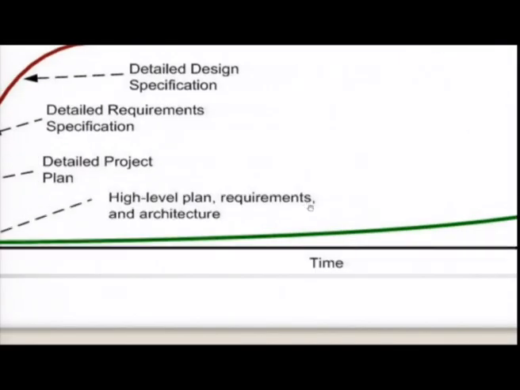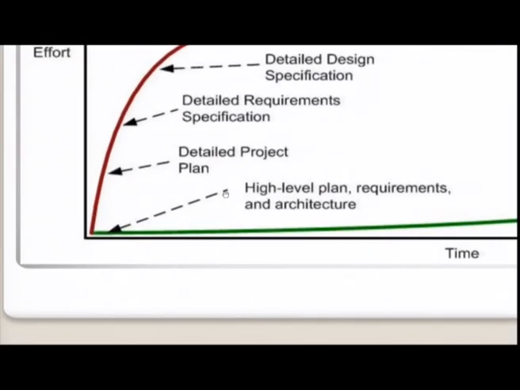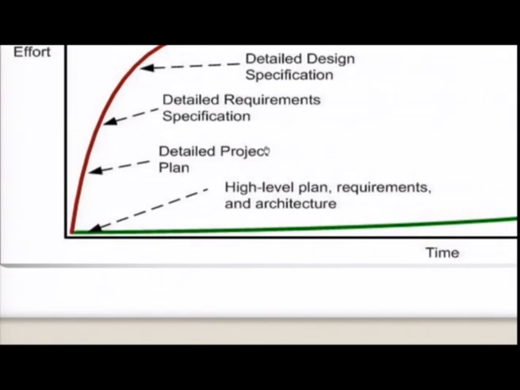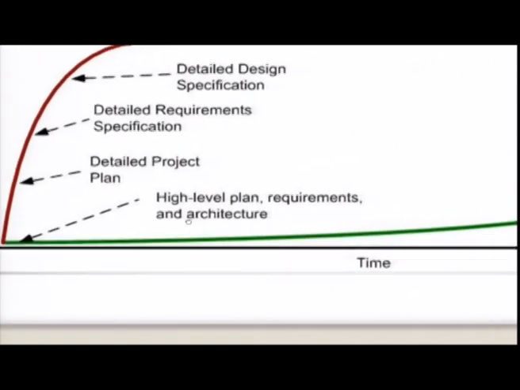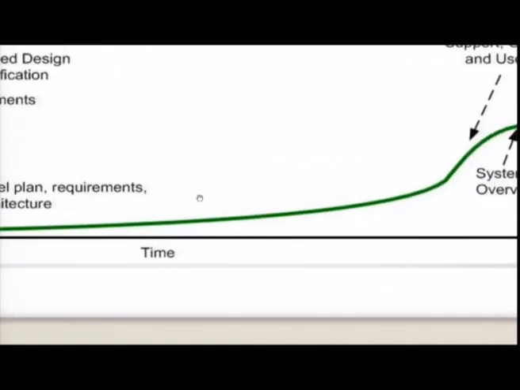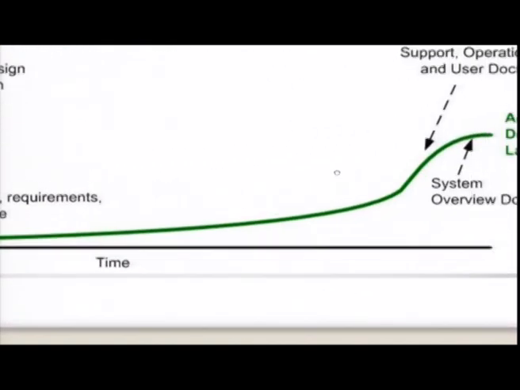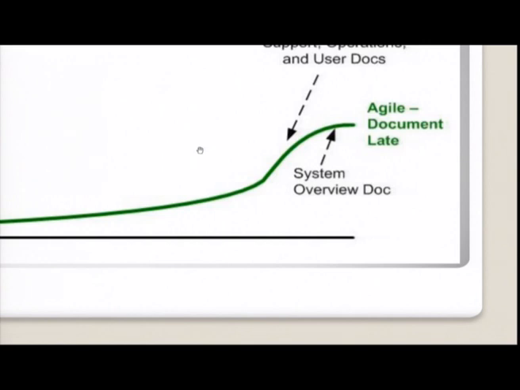Now let us see the documentation part as far as an agile model is concerned. This graph is divided into two halves. The x axis denotes time, the y axis denotes the effort. Here in agile documentation, we do not do the initial documentation at all. We start the documentation one and only when we start developing a feature. So the first documentation will be the system overview documentation.